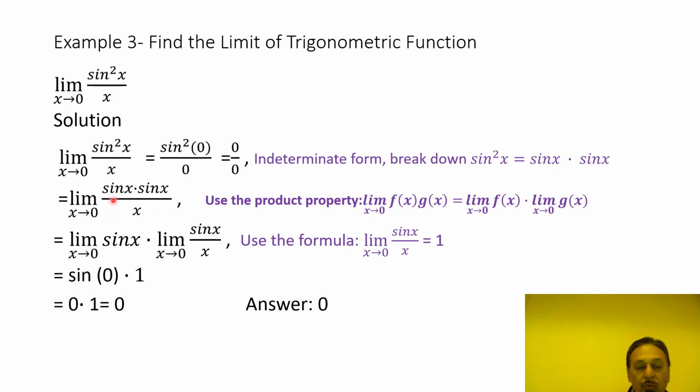Now we can break it down into two limits: the limit of sine x and the limit of sine x over x. In the first, we can do direct substitution, sine 0, which is 0. The second is a special limit, and so this is 1. So 0 times 1 is 0. So the answer in this case is 0.